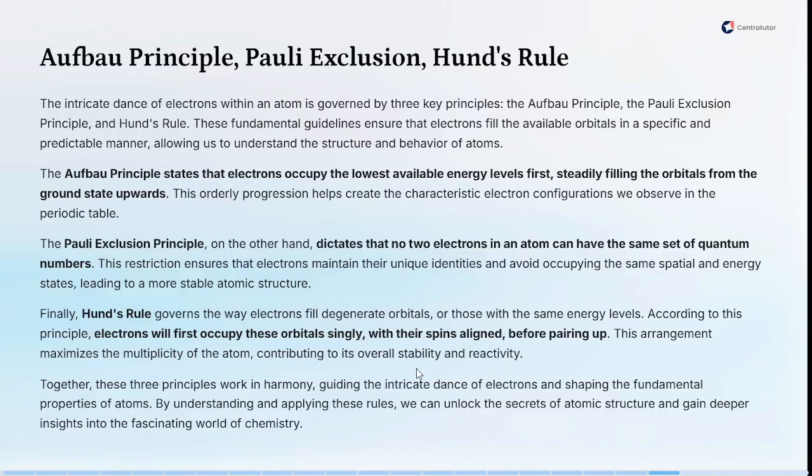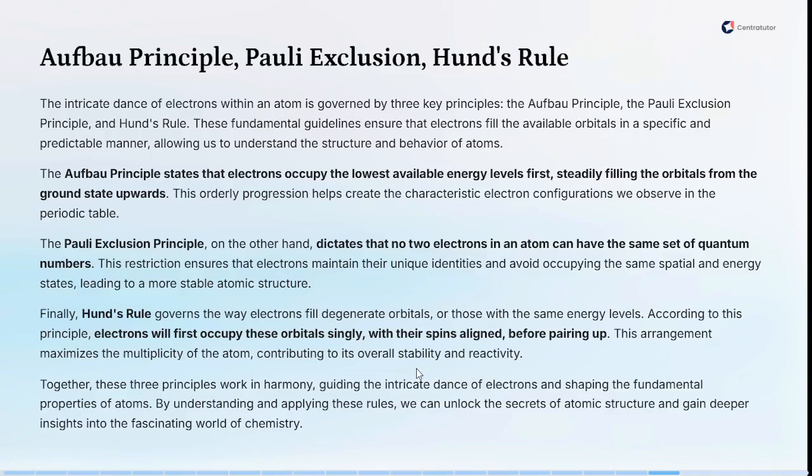Now let's move on to the final rule, which is Hund's rule. This is the rule that governs the way electrons fill orbitals. It explains that electrons will first occupy the orbitals singly before they pair up. It says when we have an orbital, let me use an orbital that has more than one space, like a 2p orbital.